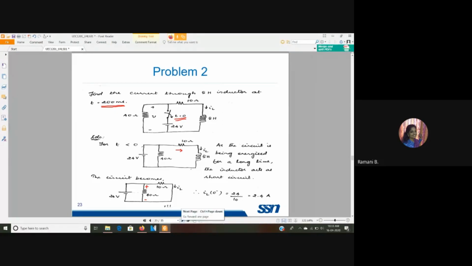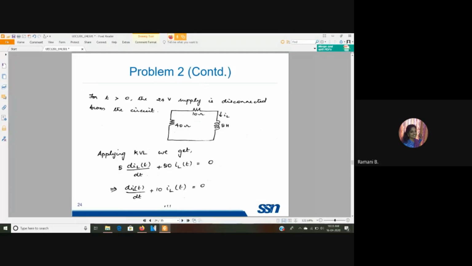Now we need to draw the circuit once the switch is open. So the opening of the switch, that is t greater than 0, the 24 volt supply is disconnected from the circuit. So here you had the 24 volt actually, so that is now disconnected. So this is our circuit when the 24 volt supply is disconnected. So now for this circuit, we write the equation by KVL. We have 5 into dIL by dt plus these two are in series, so 50 IL of t equal to 0. So dividing this whole thing by 5, we have this equation.